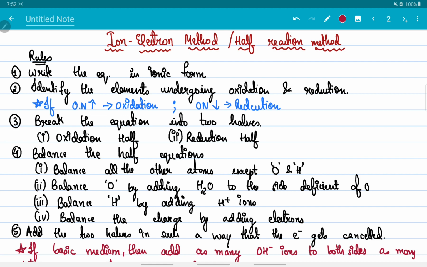Okay, so first we will start with the ion electron method, or you call it the half reaction method also. So let me tell you the basic rules to balance the redox reactions. The first step is we have to write the equation in the ionic form. Since the name is given as ion electron method, first of all the equation should be written in ionic form. That is, if there is any charge on any particular element, then it should be mentioned over there.